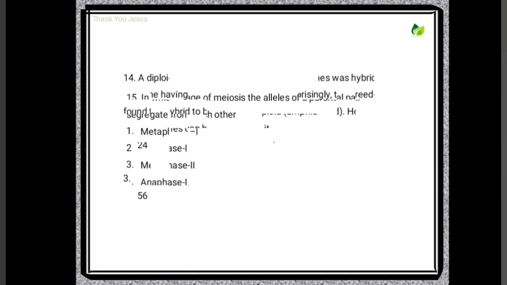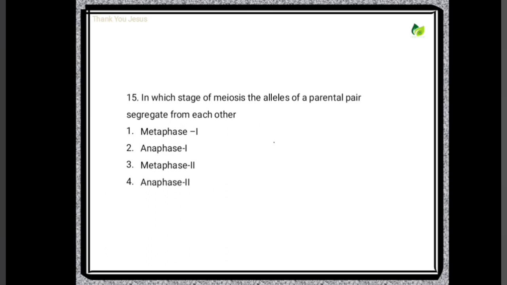Okay, so next question. In which stage of meiosis the alleles of a parental pair segregate from each other? Options are metaphase 1, anaphase 1, metaphase 2, anaphase 2. The correct answer is anaphase 1.